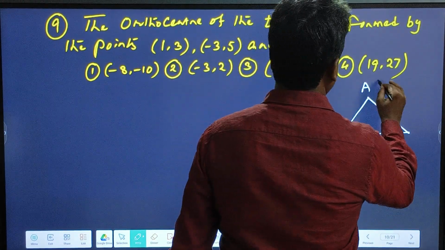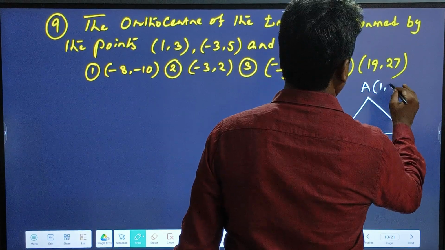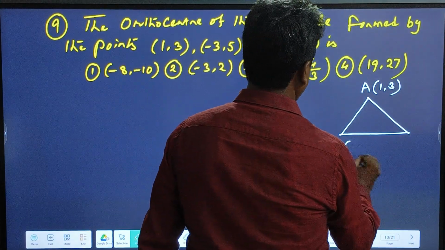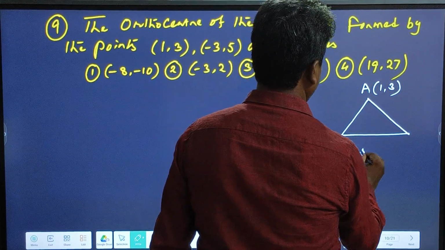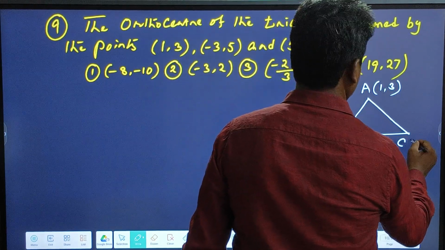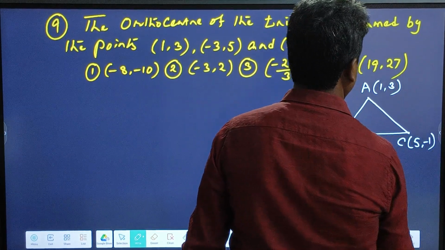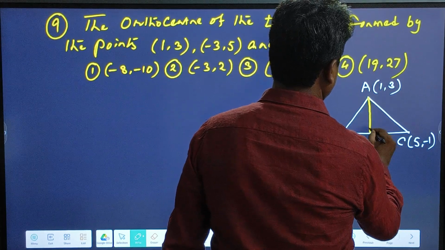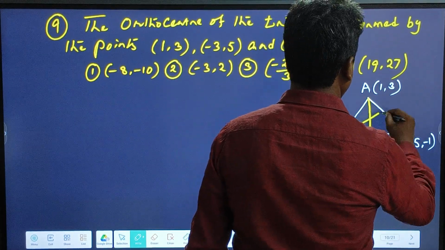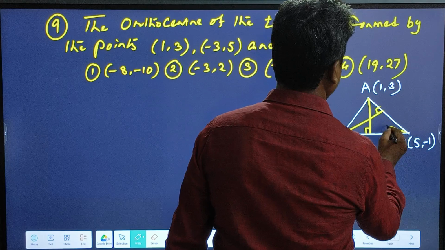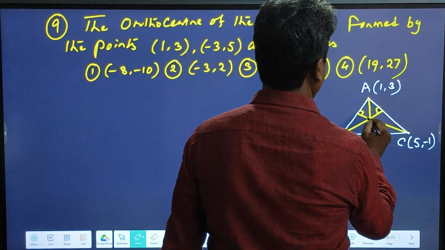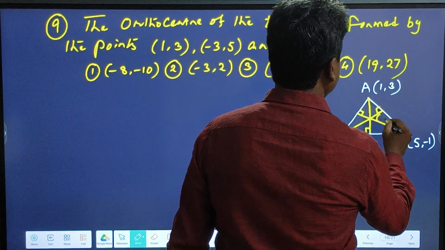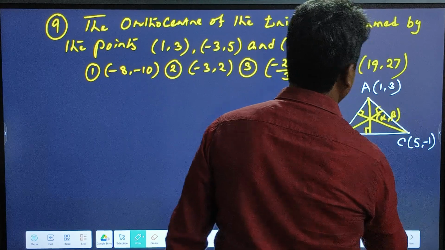Suppose this is capital A (1, 3), capital B (-3, 5), capital C (5, -1). Okay. This is the orthocenter. Orthocenter is the point of concurrency of altitudes. Let the orthocenter be (alpha, beta).